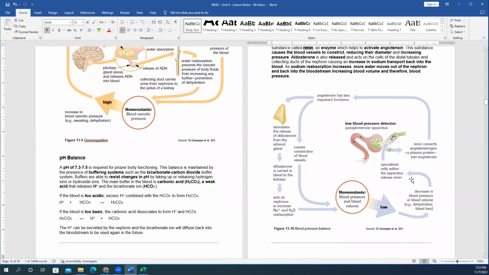And this diagram really shows homeostasis, where blood pressure and blood volume are low. And this demonstrates just what we talked about with the release of renin in response to the decrease in blood pressure, and also the signaling of angiotensin, which has two important functions. One is to stimulate the release of this aldosterone, and also the constriction of blood vessels, both of which will ultimately act to return blood pressure back to normal, to raise blood pressure until it's normal.